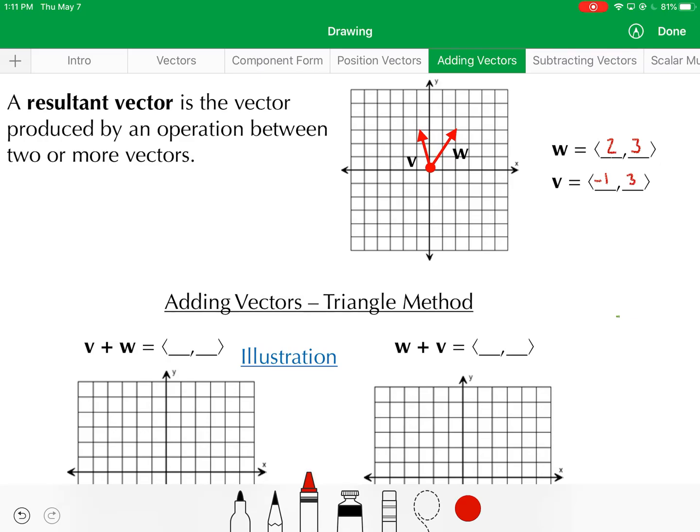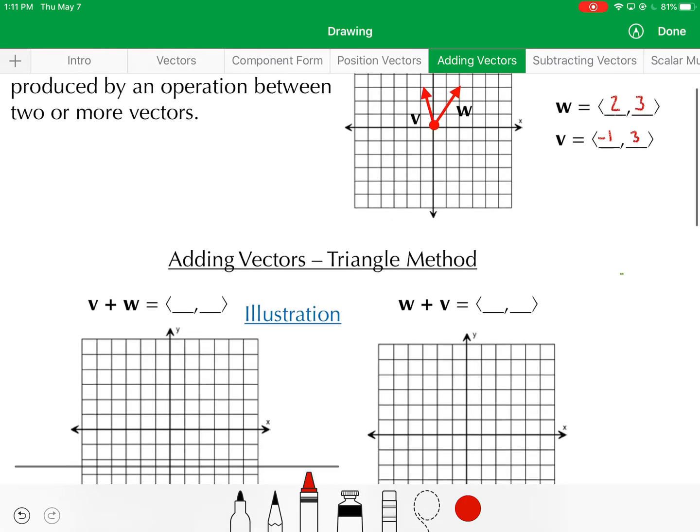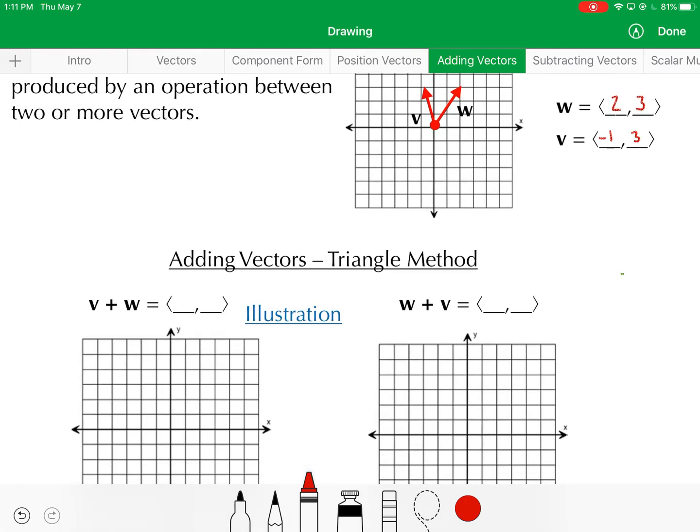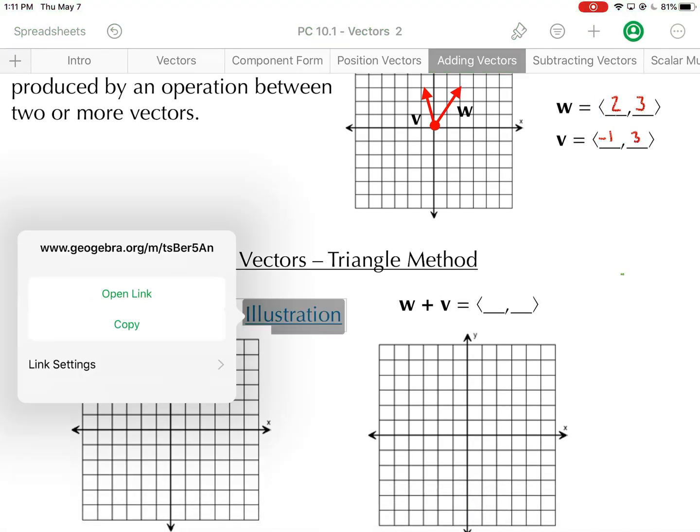All right, so let's say I want to add the two vectors together. I want to do vector V plus vector W. I'm going to do this with what's known as the triangle method, or sometimes it's referred to as a tail to tip method. And before I actually get to this example, let's give you another illustration.